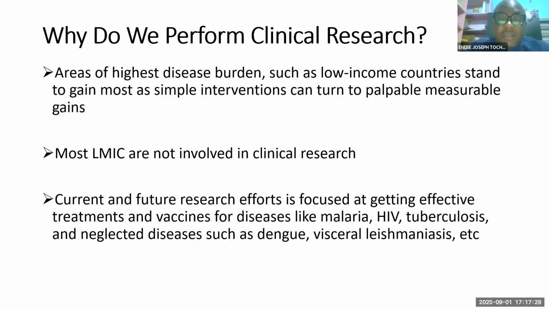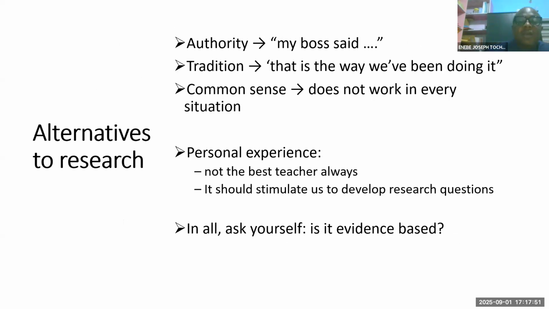Middle income countries, most of them are not involved in research. But currently, we find out that current and future studies are focused towards getting effective treatment and vaccines for diseases like malaria, HIV, tuberculosis, and neglected diseases such as dengue and leishmaniasis.